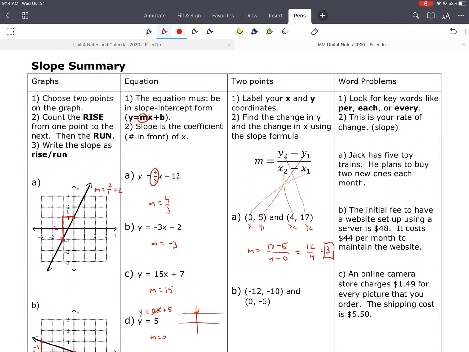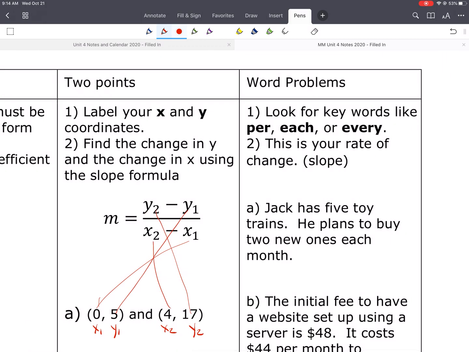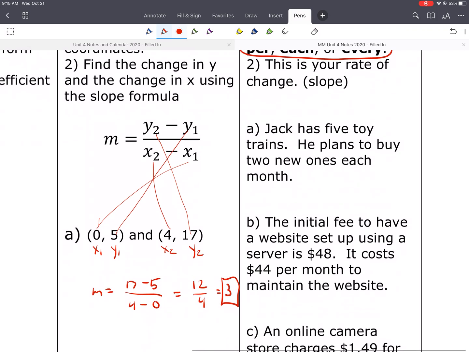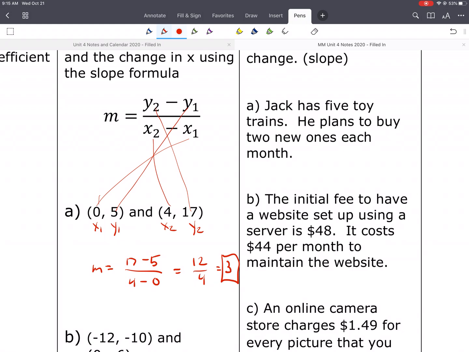And then also for word problems. We'll spend a whole lesson on word problems, but these are key words for slope, okay? Per, every, each, okay? So for example, Jack has 5 toy trains. He plans to buy 2 new ones each month. So the slope here would be 2 trains per month, okay? And slope always has some sort of rise over run if we're talking about real world situations, okay? And trains would be your rise and month is your run. So you could write it like that if you wanted to.